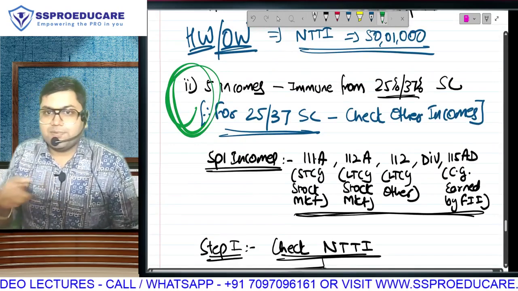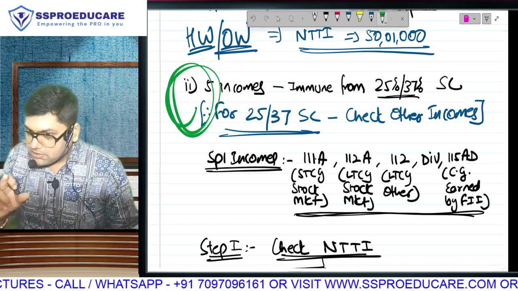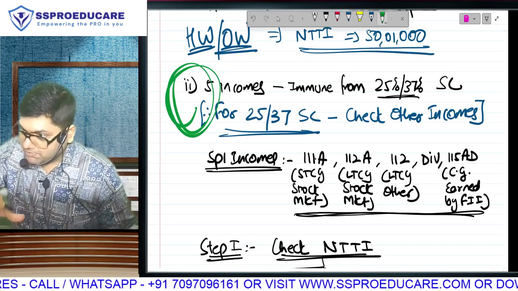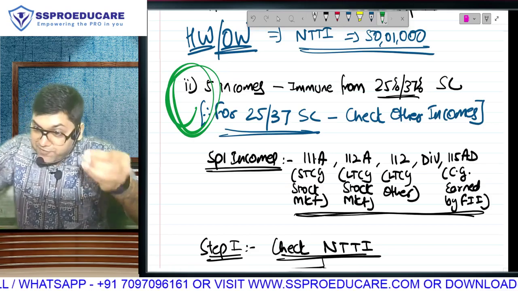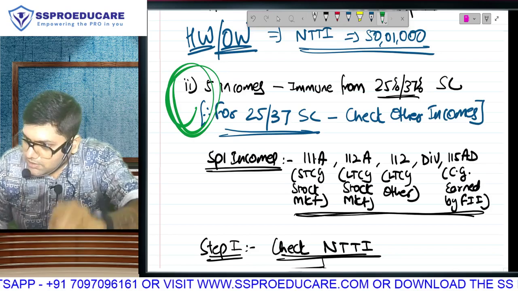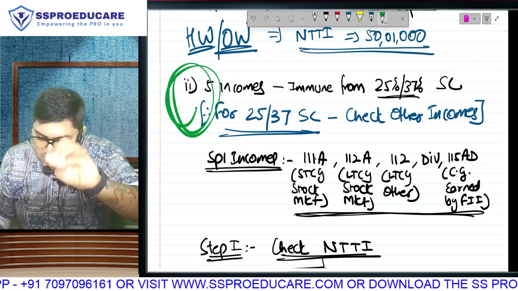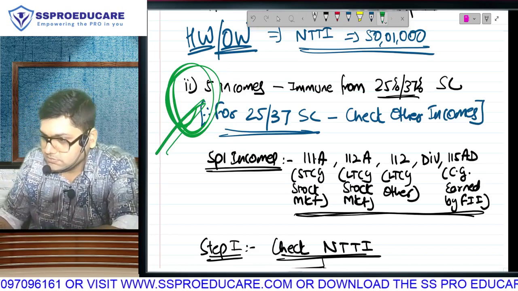In this concept, if there will be ever any calculation, 25 or 37 may or may not come. If it comes on the basis of other income, good enough. If it does not come, 15 तो आएगा. 10 or 0 can never come. If you are getting your answer as 10 or 0, तो concept wrong हो रहा है. Clear है?